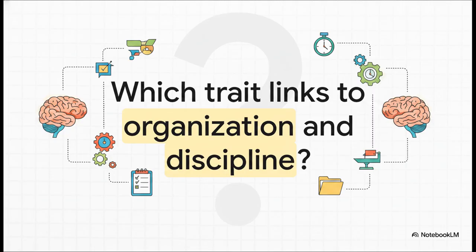Which Big 5 trait is intrinsically linked to organization and self-discipline? Is it A, neuroticism, B, agreeableness, C, conscientiousness, or D, openness? Take a quick second to think about the framework. If you chose C, conscientiousness, you absolutely hit the nail on the head. High conscientiousness is the engine driving structured, disciplined behavior.